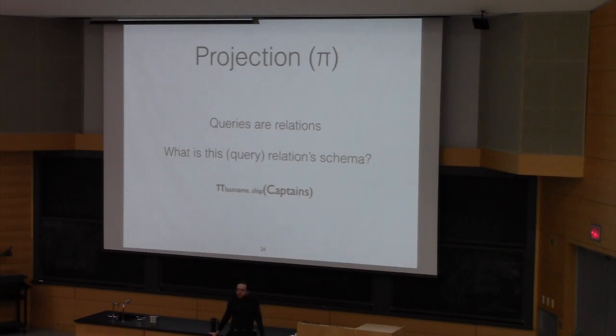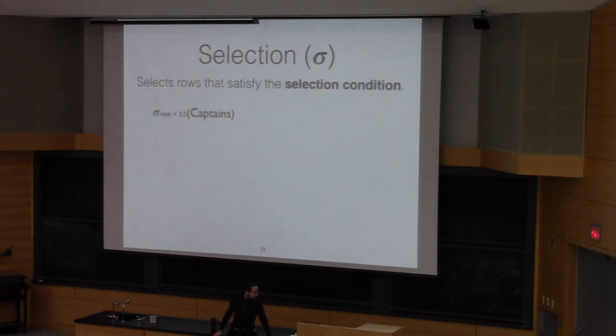What's the schema of this projection? Just a quick question to make sure you're all following along. I have an input schema, I have an output schema. Last name, okay. So that's projection. Pretty straightforward. It's a little more complex if you're working with sets, but if you don't need to do deduplication, then pretty straightforward. What about selection?